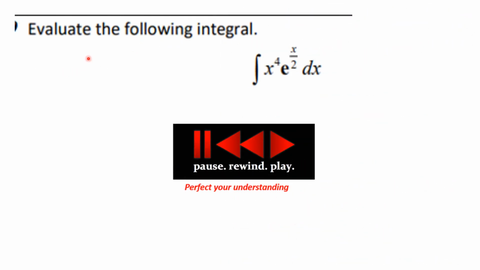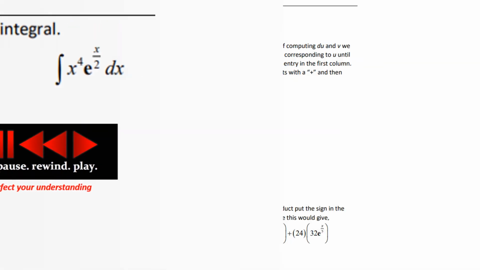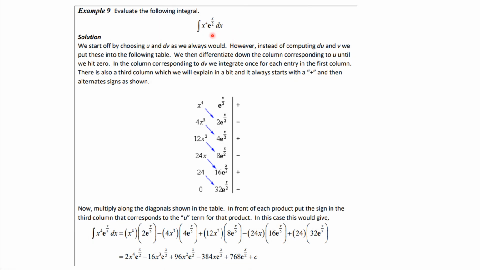Here's another example. We want to evaluate the following integral. This is the indefinite integral of x to the fourth e to the x over 2 dx. You know what to do. Let's see how you did. Well, you could have integrated by parts four times, and if you did, good for you, especially if you get the correct answer, which is shown down here.